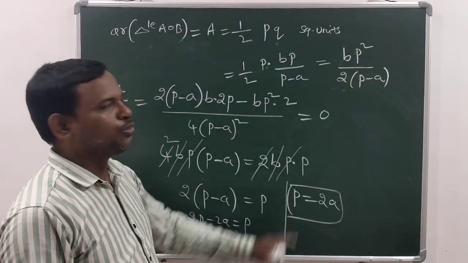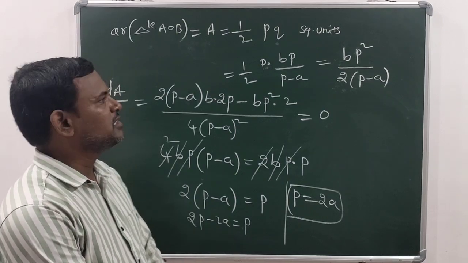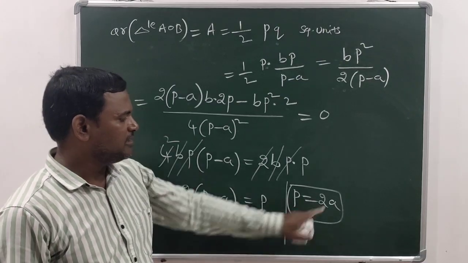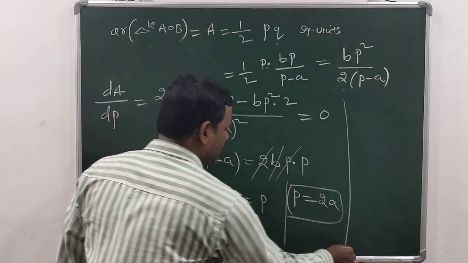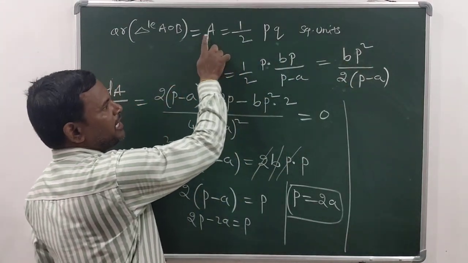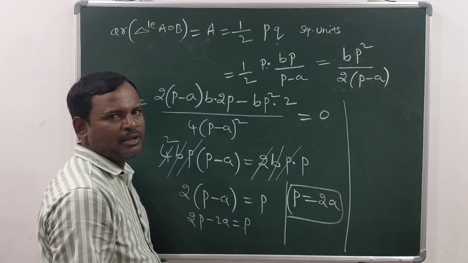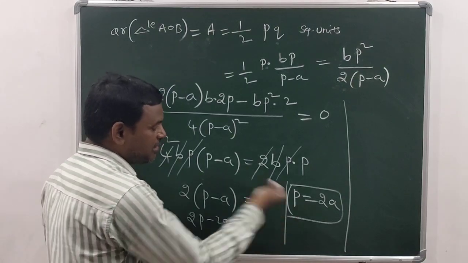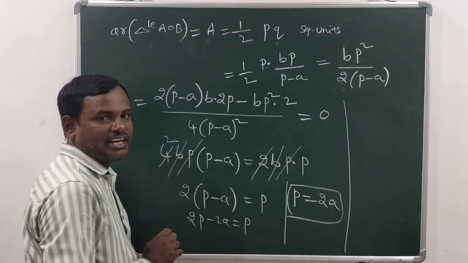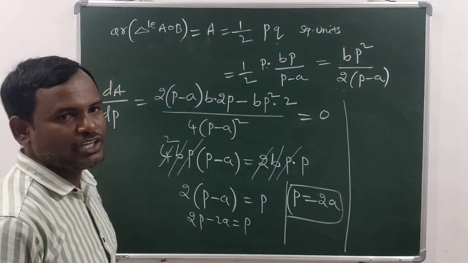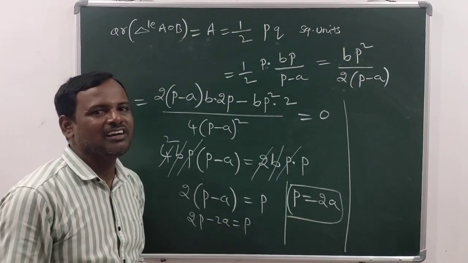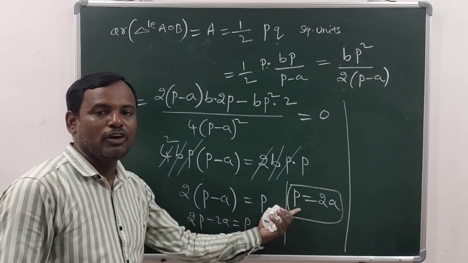Now this p equal to 2a, students, substitute in this area function. Wherever p is there, what do you have to write? 2a. In the area function, area is in terms of p, p is a variable, no? So here we are keeping p equal to 2a. How it is generated, you came to know. We made the first differentiation equal to 0 so that you got p equal to 2a. This is known as the critical value in the differentiation concept.